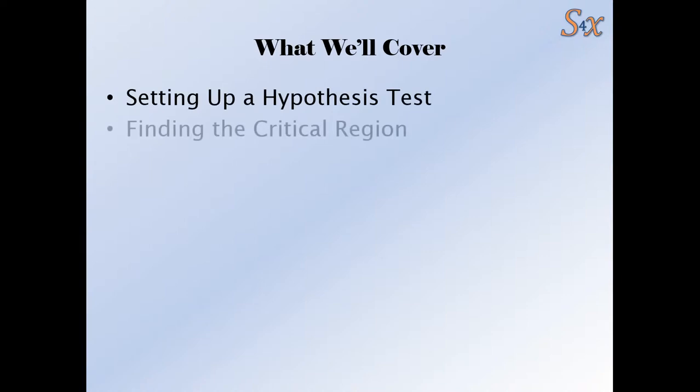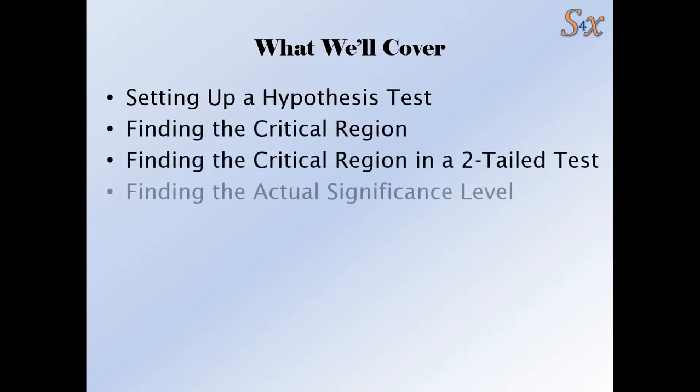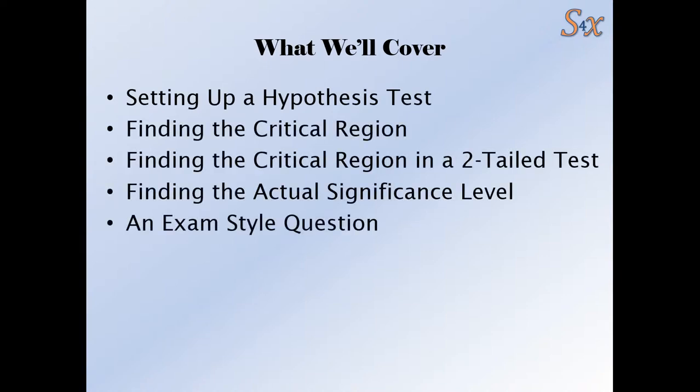So this is what we're going to go over. We'll go over setting up a hypothesis test. A lot of this will be familiar to you if you've looked at the first lesson. We'll go over finding the critical region. This is all about using the binomial distribution and the tables in the formula book. We'll have a look specifically at two-tailed tests because they're a little bit more difficult, finding the actual significance level, which is quite straightforward, and we'll finish off with a practice question at the end.